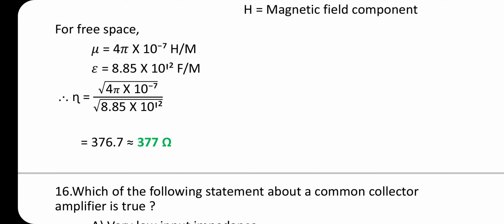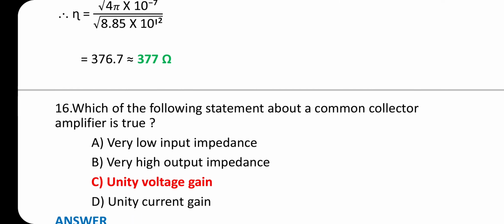For free space, mu equal to 4 pi into 10 raised to minus 7 Henry per meter and epsilon equal to 8.85 into 10 raised to minus 12 farad per meter. Substitute the values of mu and epsilon in eta, we get a value of 376.7, approximately 377 ohm.